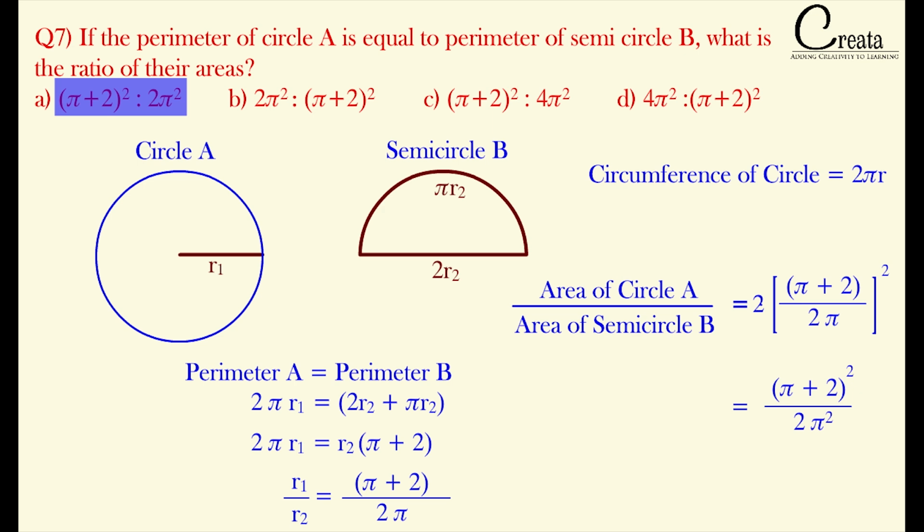So the fundamentals that we have used to solve this question are: the circumference of the circle is 2 pi r and the area of the circle is pi r square. So based on these fundamentals, we have solved the question. Okay, got it? Let's move to the next question.